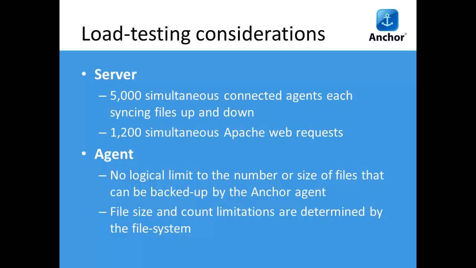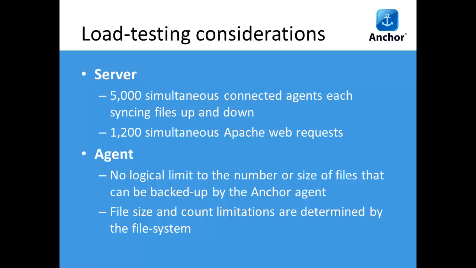Now let's consider load. In a lab, the server has been able to handle upwards of 5,000 simultaneous connected agents, each syncing files up and down. In most cases, even if you have thousands of agents deployed, you'll only have a subset of those that are actually syncing data. So in an aggressive scenario, you might have 5,000 all at once syncing up and down, and the Anchor server can handle this.